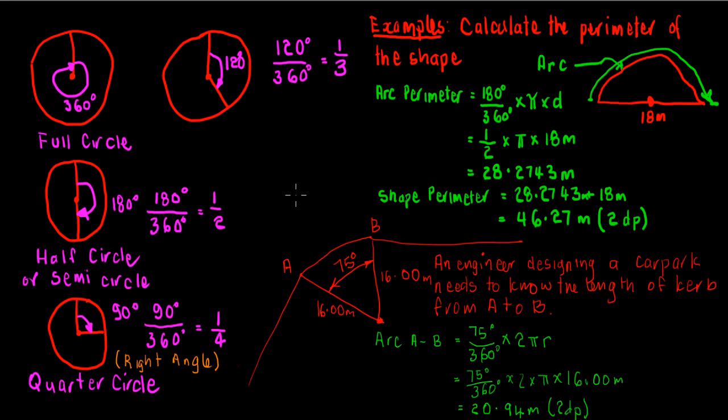So let's have a look at an example. Calculate the perimeter of this shape. Note we've said the shape, so there's a bit of a circular part to the shape, but there's also the straight bit across the bottom of the shape, 18 meters. So the arc perimeter, which is the perimeter of the arc there, is 180 over 360. That's half a circle, times pi times d.